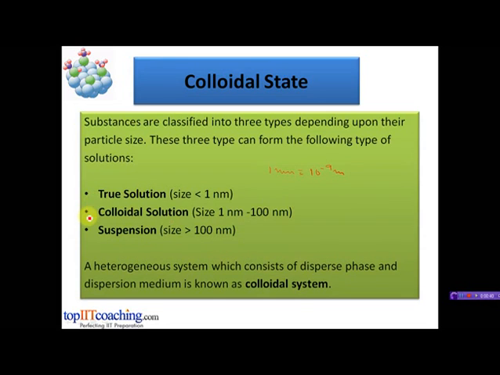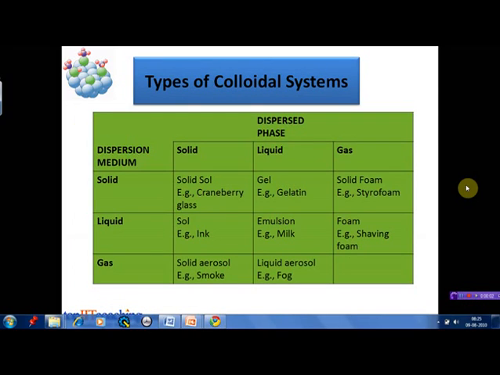Colloidal solutions are the solutions of our interest. So we can define a colloidal system as a heterogeneous system which consists of a dispersed phase and a dispersant medium. There are basically 8 types of colloidal systems depending on the states of the dispersed phase and the dispersant medium. I hope you can recall that we also discussed the types of colloidal systems in the states of matter.